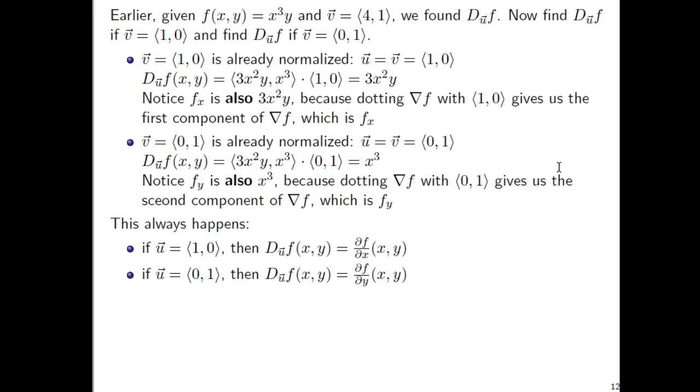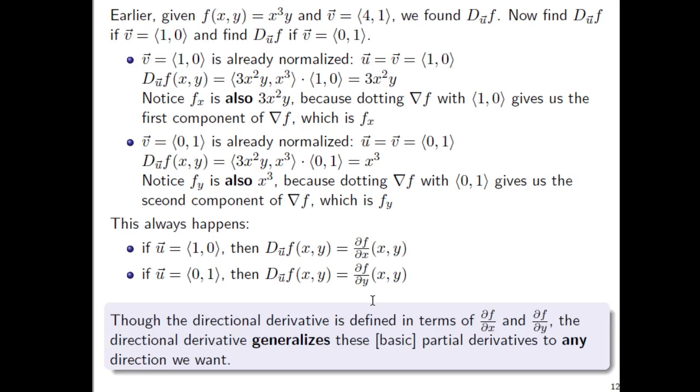But the point is, if you're looking at the direction 1 comma 0, then the directional derivative is the same as the partial derivative with respect to x. If the direction vector that you want to do the directional derivative in is the vector 0, 1, then the directional derivative is the partial derivative with respect to y. It should always work out this way.